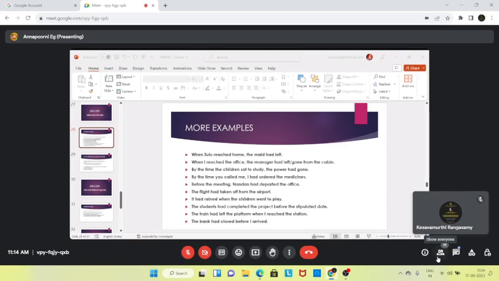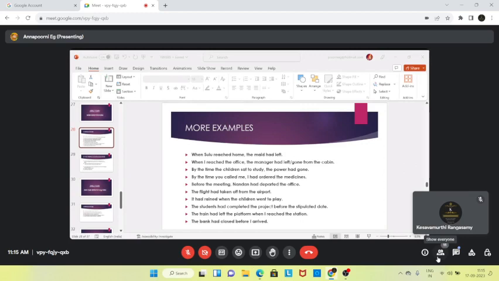Next, Aradhana. By the time the children sat to study, the power had gone. Okay, so here in which part of the sentence have I used past perfect tense? In the first part or second part? In the second part. Very good. Next, Prakshana. By the time you called me, I had ordered the medicines. Again, here I have made it in the second part.